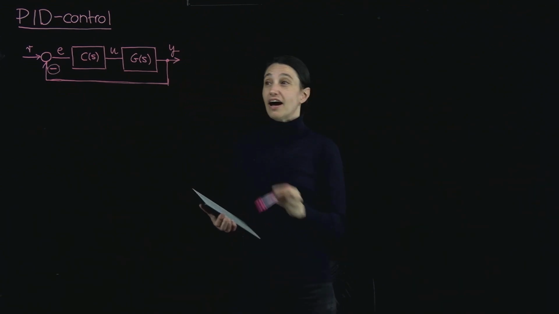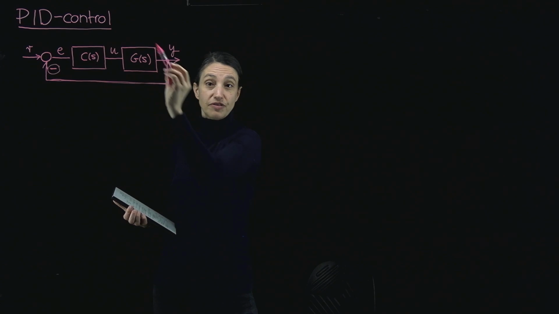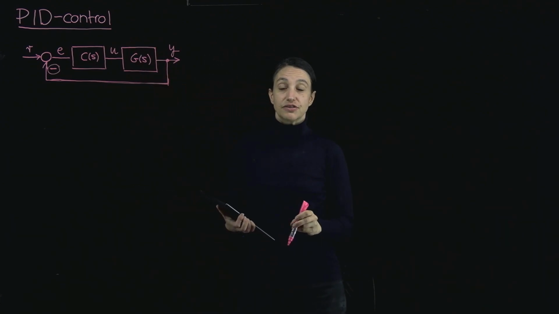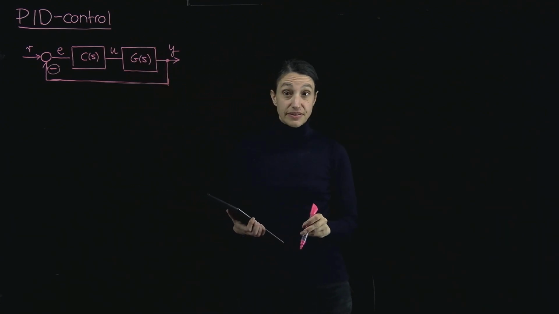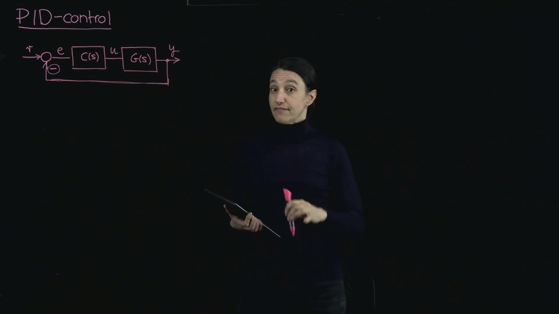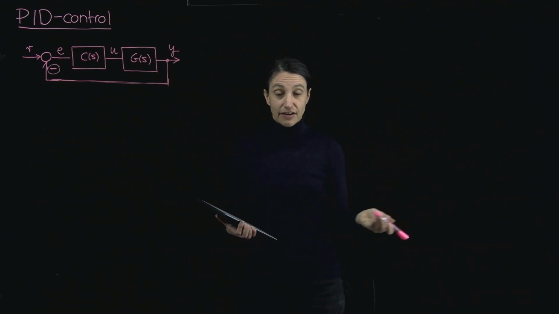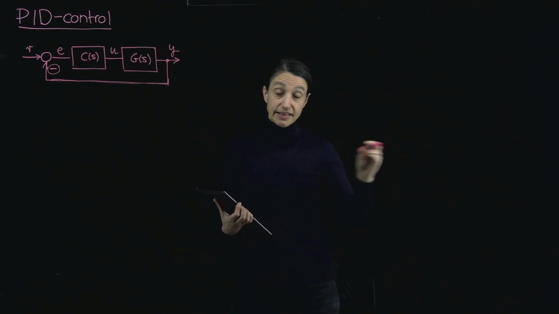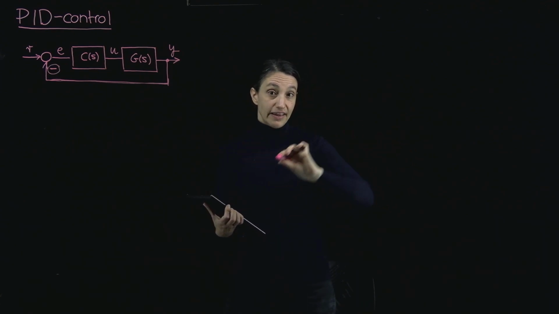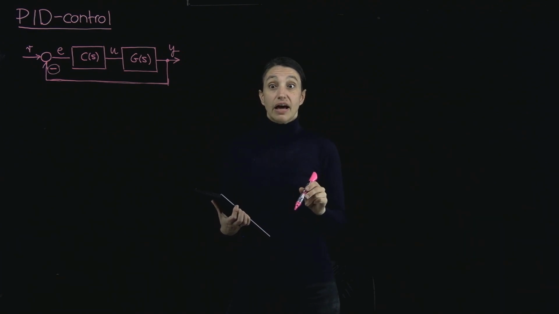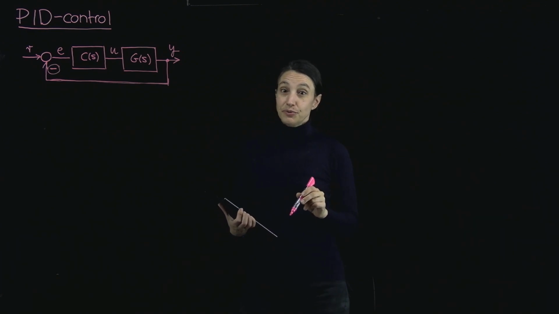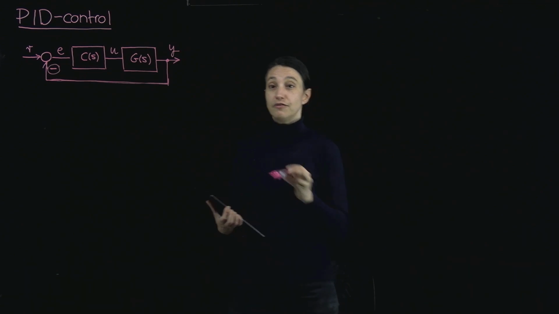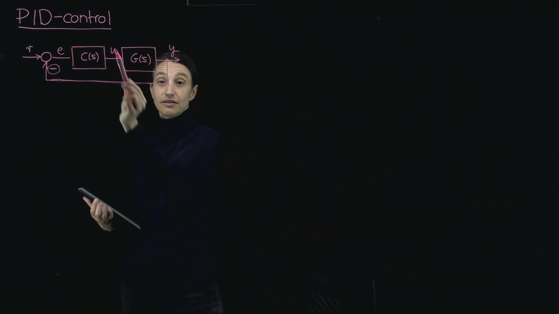So we have defined our process. We've described it with our transfer function G of s. That's our process dynamic, and it reflects the dynamic behavior of the process in the long term, in the steady state, as well as the short-term dynamics. Now we have to choose a good value for our controller, C of s.